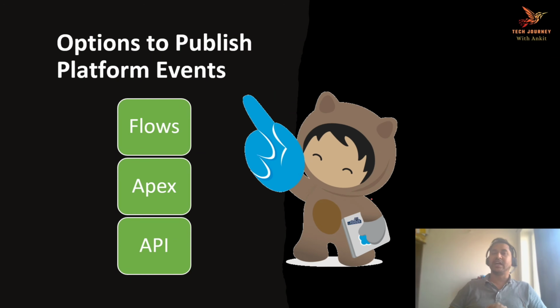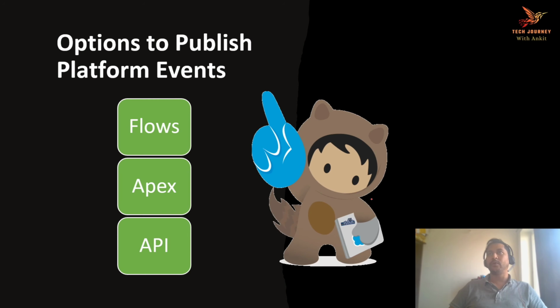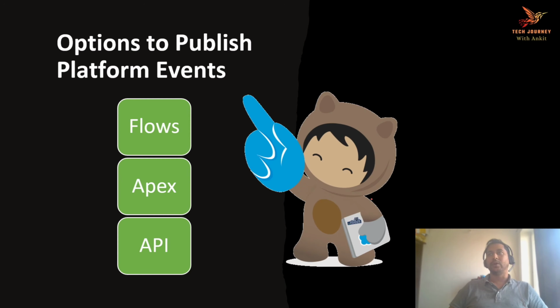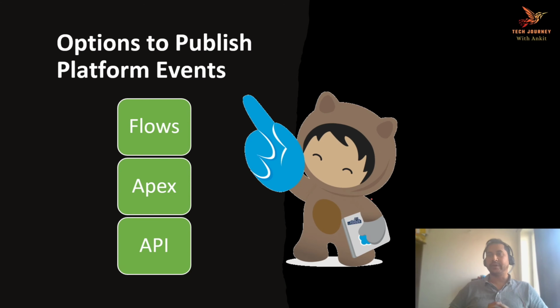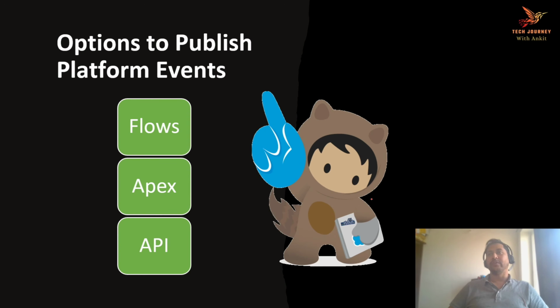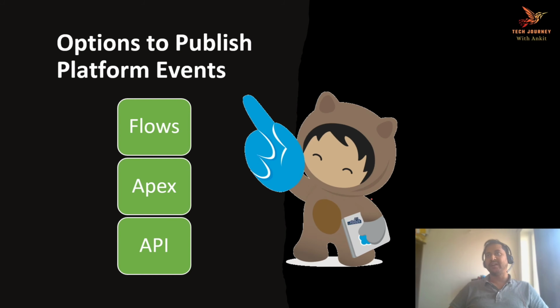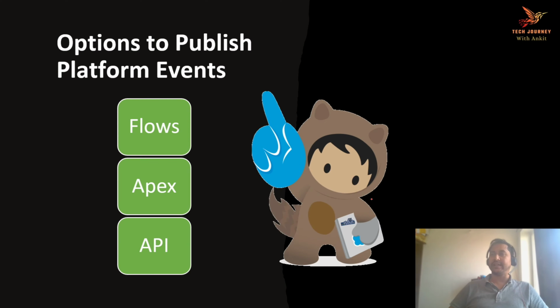Now, let's start with the agenda for today. In today's session, we will be exploring the different options available to publish the platform event. In the Salesforce platform, we have three major options with the help of which we can publish the platform event. There is actually one more: with the help of Process Builder you can also do it. But as we all know, Process Builder is going to be deprecated in the near future. That's why I'm not considering that in the list.